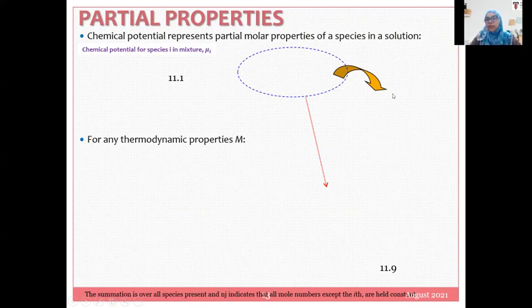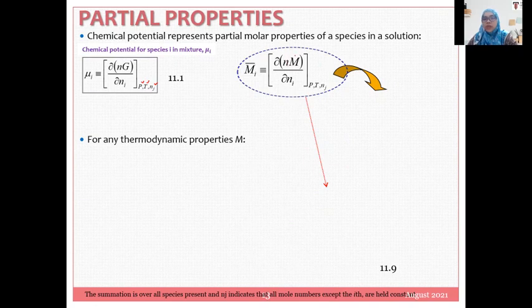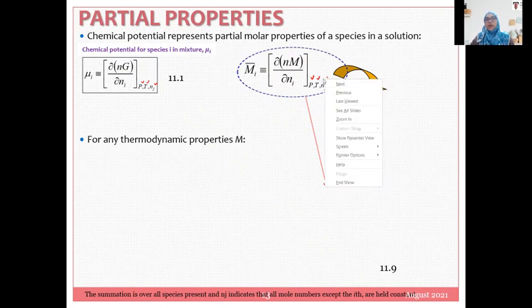We have defined the chemical potential based on the Gibbs energy due to the change of the mole composition at constant temperature, pressure, and composition of other species. And the partial properties are based on the change of the thermodynamic properties of the solution, the same as the meaning for the chemical potential, due to the change of the mole composition of species i at constant pressure, temperature, and composition of other species.